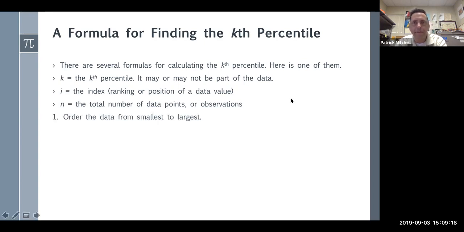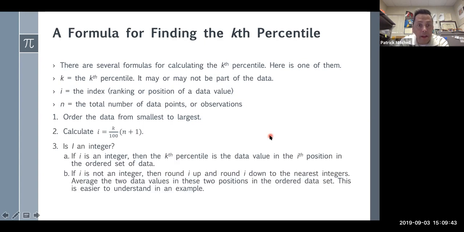Okay, so the steps to finding the kth percentile. First, you put your data in order from smallest to largest. Then you calculate your index. And the way that your book calculates the index is a little different from how my other book does it. You do k over 100 and multiply that by n plus 1. Right? And that number will either come out to an integer or not.